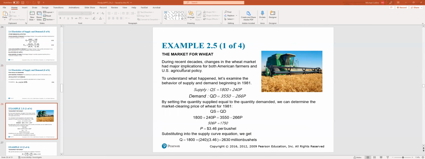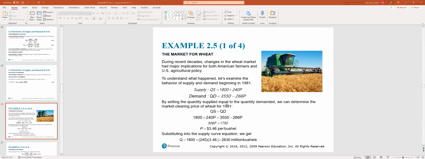The market for wheat. During recent decades, changes in the wheat market had major implications for both American farmers and U.S. agricultural policy. To understand what happened, let's examine the behavior of supply and demand beginning in 1981. It's showing here quantity supplied is 1800 plus 240p. It's an algebraic equation they're using. And the quantity demanded is 3550 minus 266p, p being the price. Those numbers in front of the p effectively set the price sensitivity.